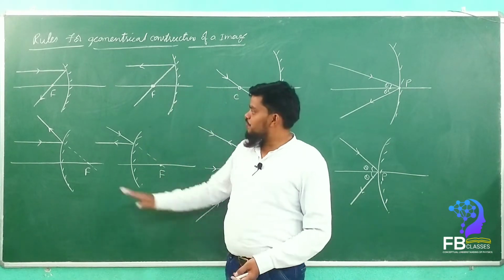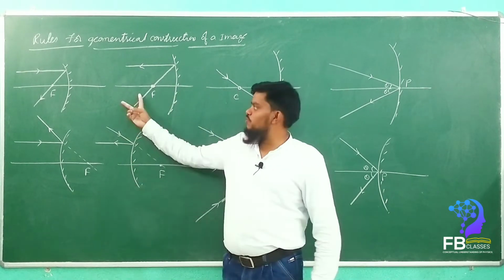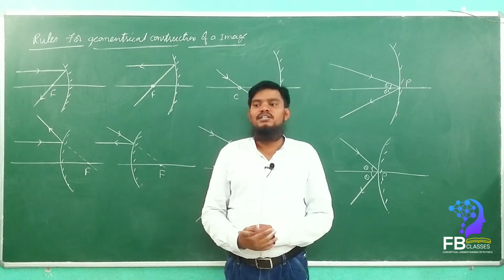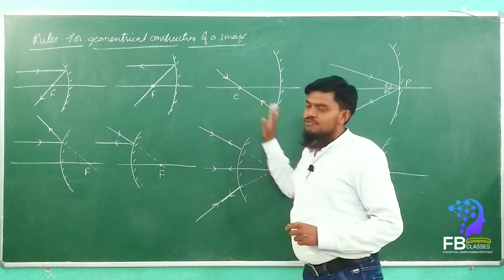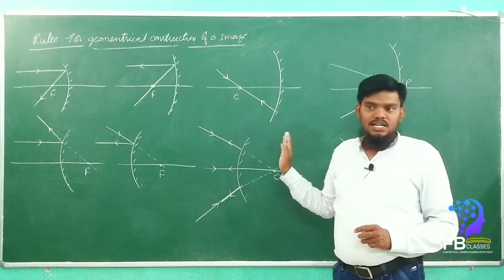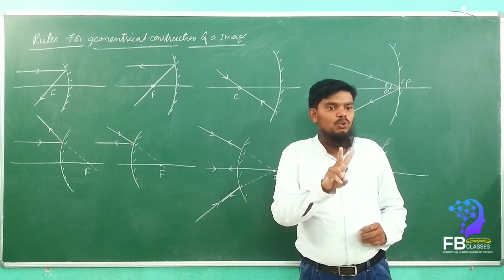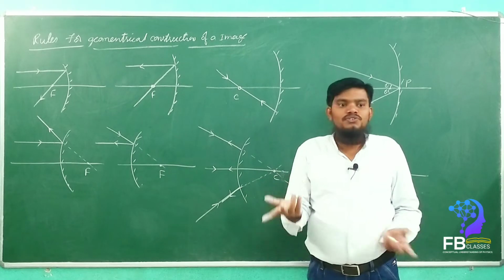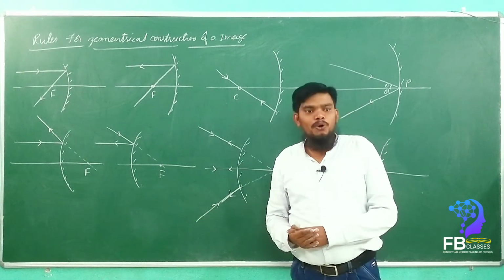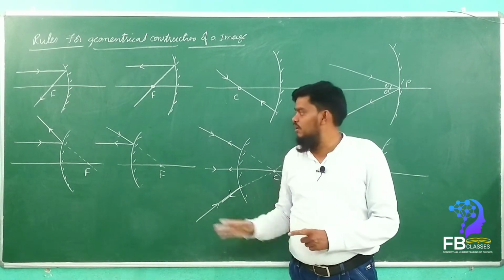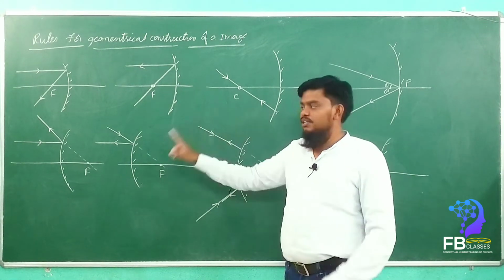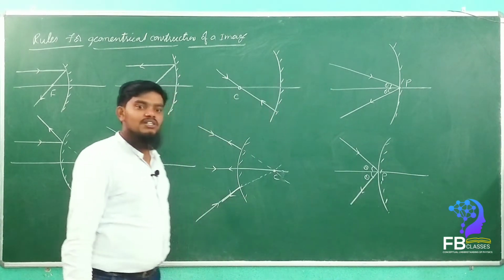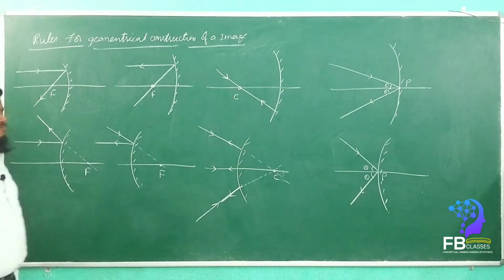Of these four rules, any two rules we can take and construct the image formation. It is not necessary to take all the rules. How many rays are required? Only two. So any two rules we can take and plot the image of a concave as well as a convex mirror. Can you please make a note of this? Then we can see the sign conventions.